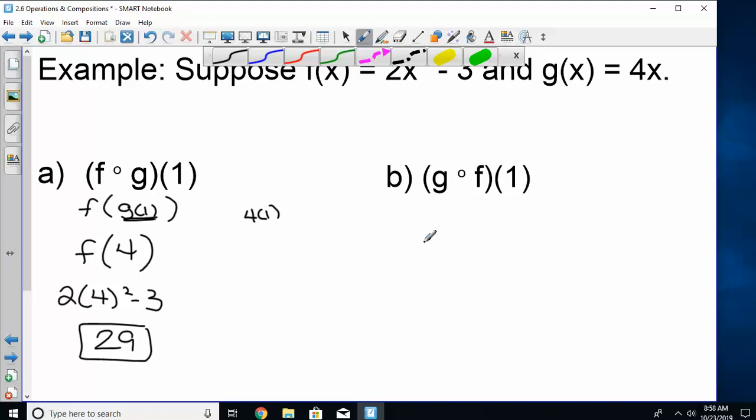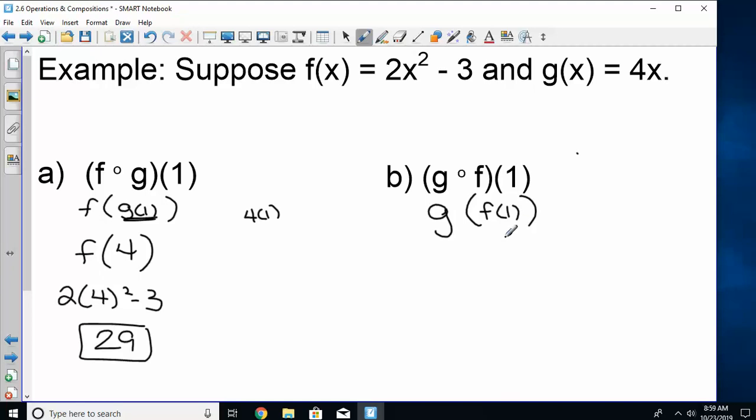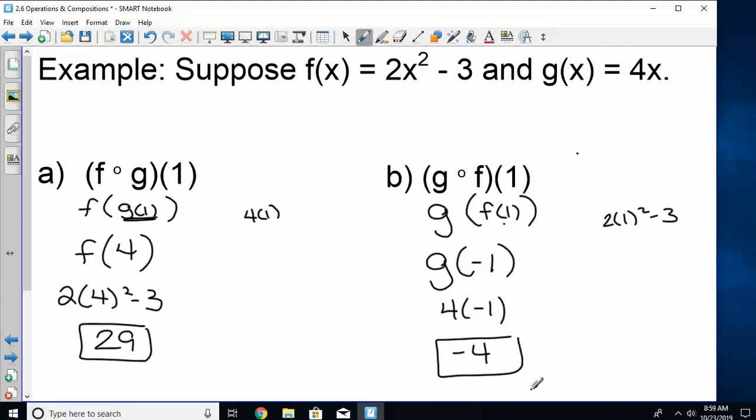How is B different? Does order matter in composition? Yes. Let's see if we get a different answer this time. This means g of f of 1. So if I put 1 into f, what do I get out? Yep. 2 minus 3, so negative 1. So we have g of negative 1, so if you put a negative 1 into g, 4 times negative 1, negative 4. So we get very different answers. Make sure you are watching the order that you compose these things.